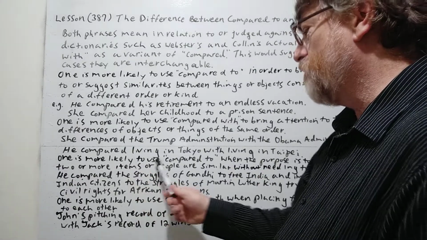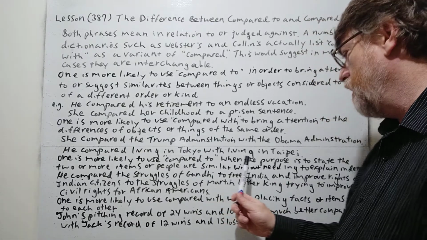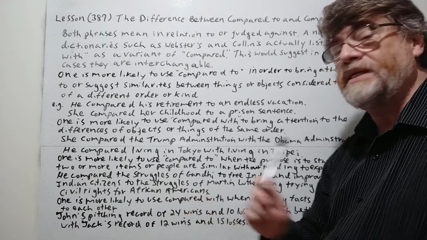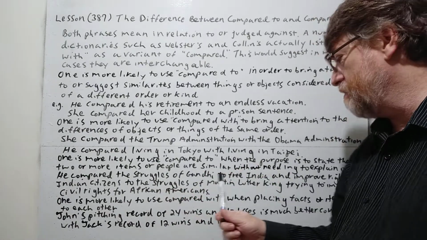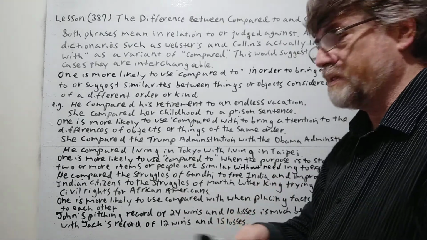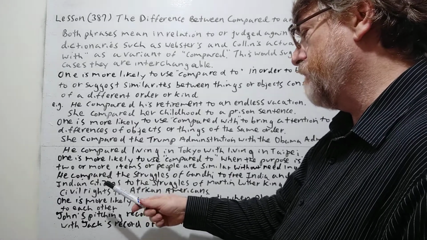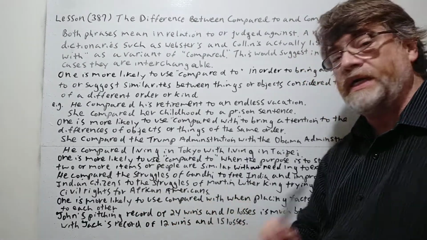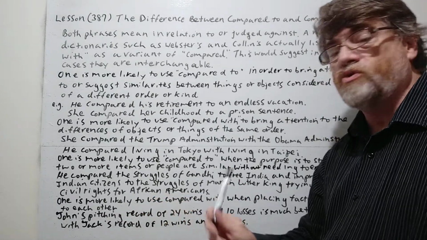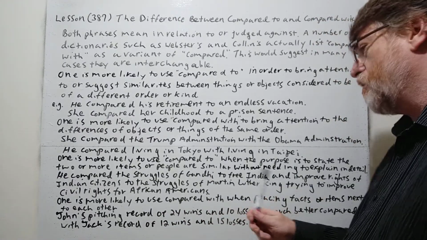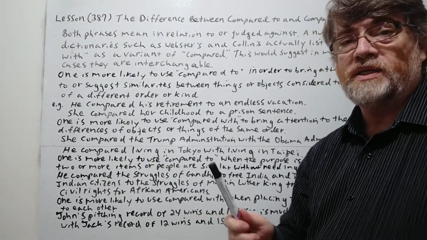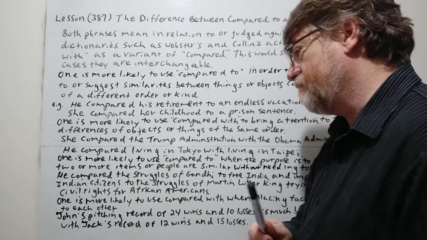One is more likely to use compared to when the purpose is to state two or more items or people are similar. So again, the focus is stressing the similarities without the need to explain in detail. So let's again give an example. He compared the struggles of Gandhi to free India, and improve rights of Indian citizens, to the struggles of Martin Luther King trying to improve civil rights for African Americans. Okay. So again, you're trying to stress the similarities here.